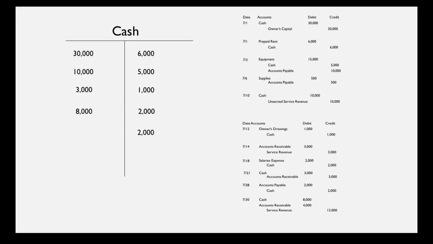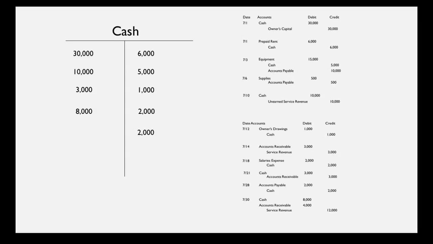Another way to do it is we think about the normal balance in cash. Cash has a normal debit balance, which means that those four debits that we have, those are all increasing our cash account. So it's a positive 30,000, a positive 10,000. And all of our credits, well, cash decreases with a credit. So all of those credits are decreases to your cash balance. So a negative 6,000, a negative 5,000, a negative 1,000.